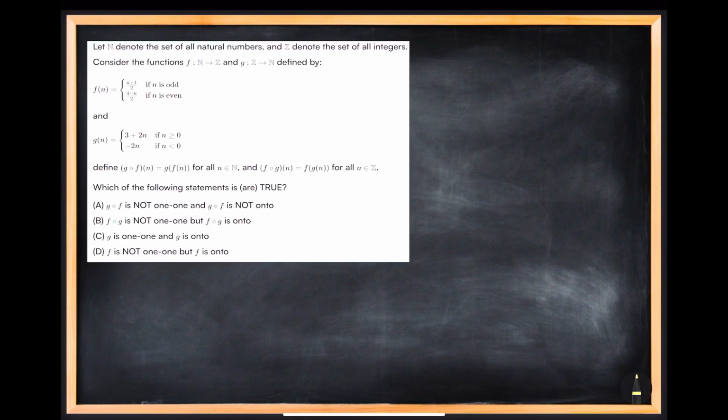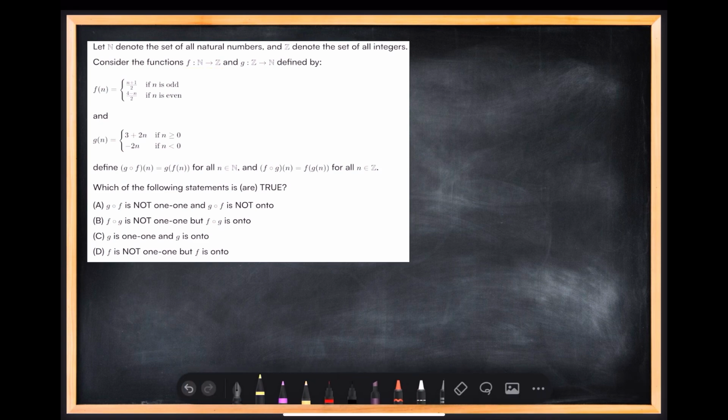So we got this situation to handle. Let N denote the set of all natural numbers, and Z denote the set of all integers. Consider f defined from N to Z. So f is defined from natural numbers to integers.